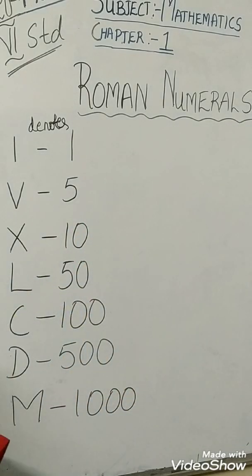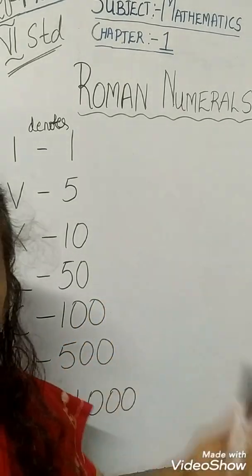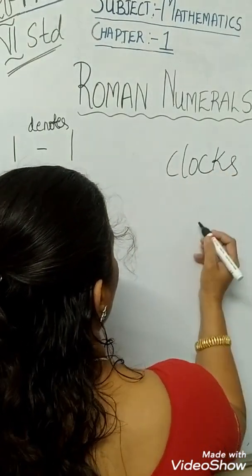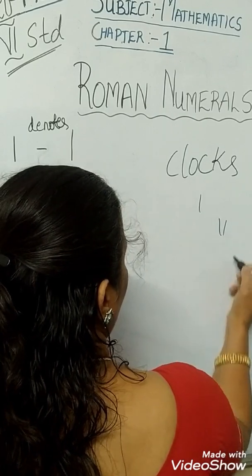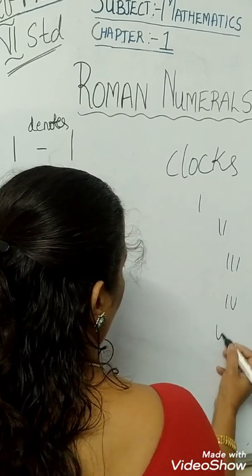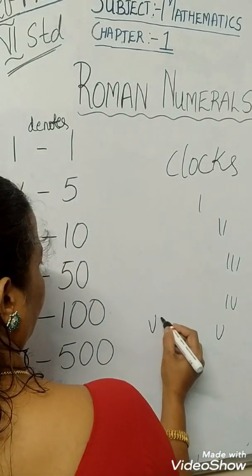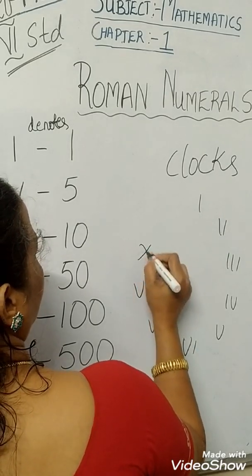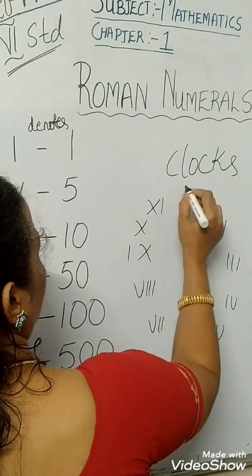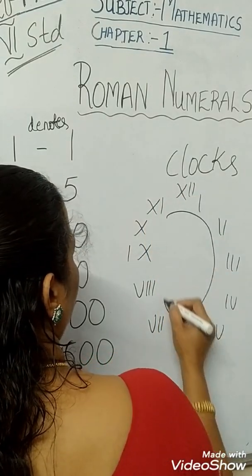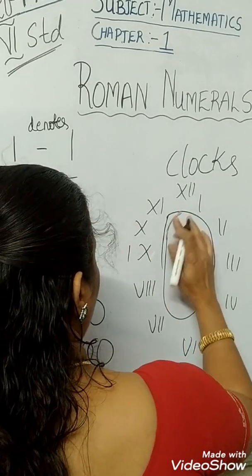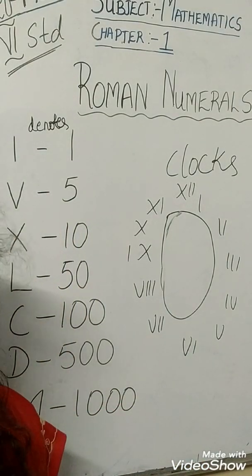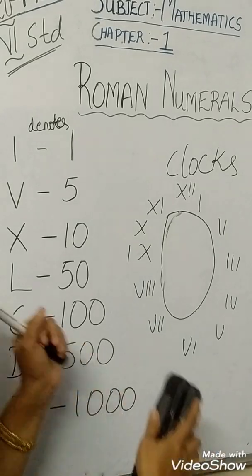For example, you can see the Roman numerals in clocks. Have you seen? In clocks, you might have seen the Roman numerals. See, like this. Have you noticed such numbers? You might have seen these in the clock. Now, today we'll learn what these symbols denote.